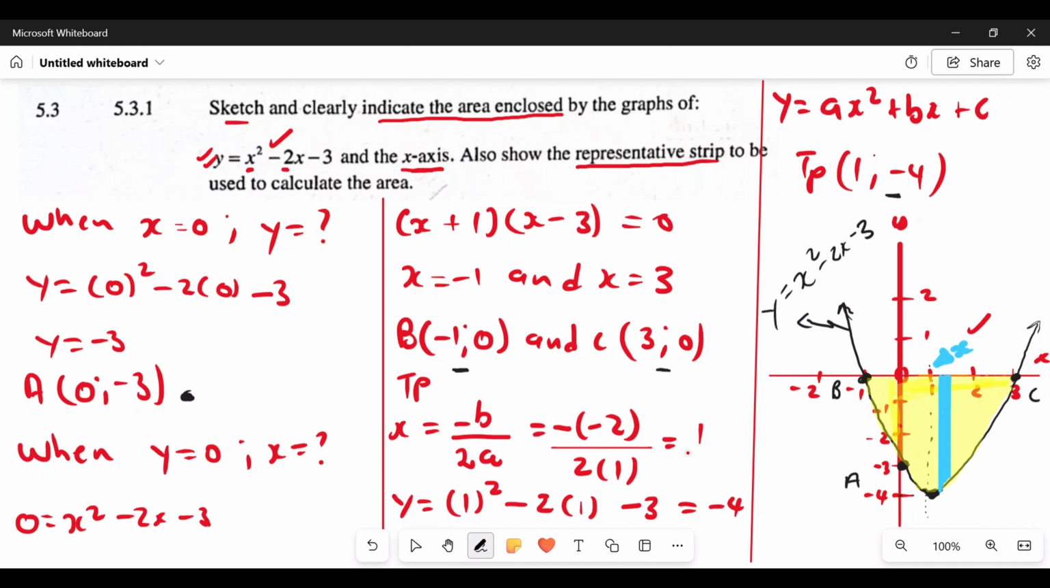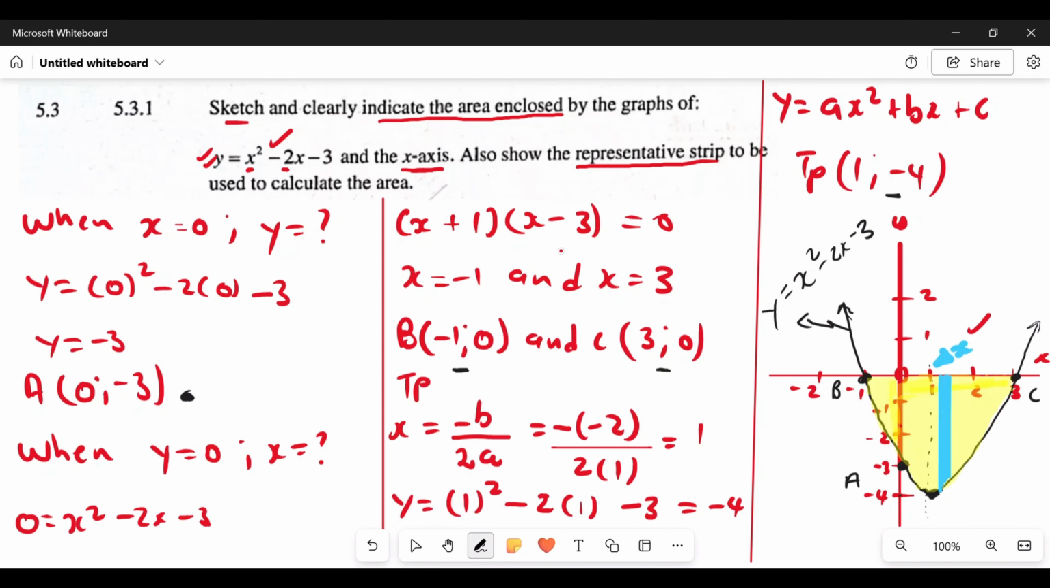I hope you guys managed to understand how to do this one. It was really not that difficult. All you needed to know here is to draw the parabola and understand that the limits are actually the x-intercepts of the parabola.